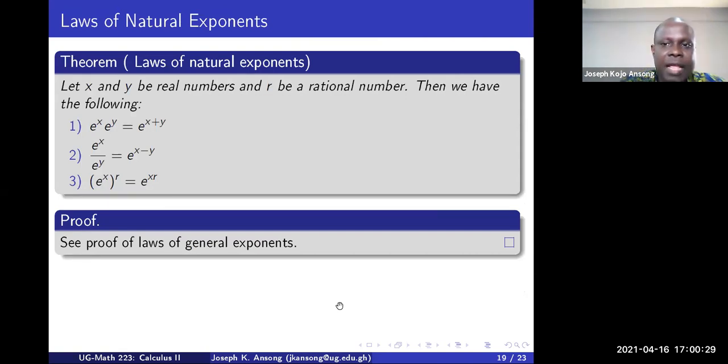Just like we did for the laws of exponents for the general case, you also have these laws for the natural exponents. They follow the same pattern. The difference is that we used a in the previous one, and now it is e. So e to the x times e to the y is just e to the x plus y. This can be written as that. If you have e to the x to the r, you can multiply the x and r and get that. If you want to prove these, you can try your hands on them and take a look at the general cases. They follow a similar pattern. Good.